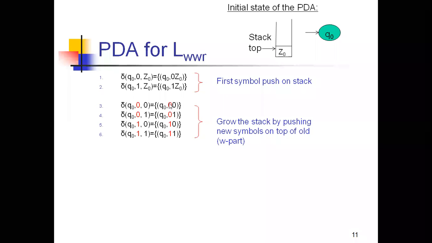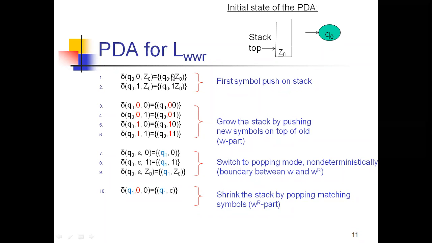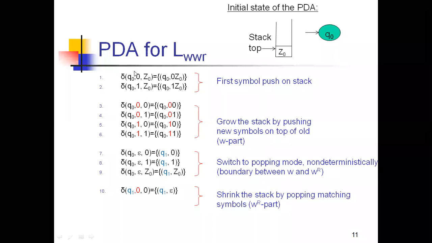Now coming to the rules of this PDA for the given language L, which is WW power R. If you are in q0 and the input alphabet is 0, and the top of the stack is z0, then the output is q0, 0 z0. That means the input that we are pushing into the stack now becomes 0 z0. And if I am reading a 1 from my input alphabet, it should be pushed into the stack, and it becomes q0, 1 z0.